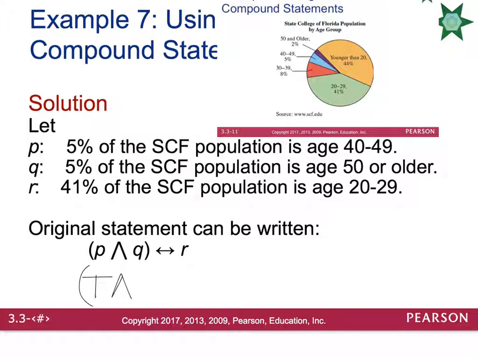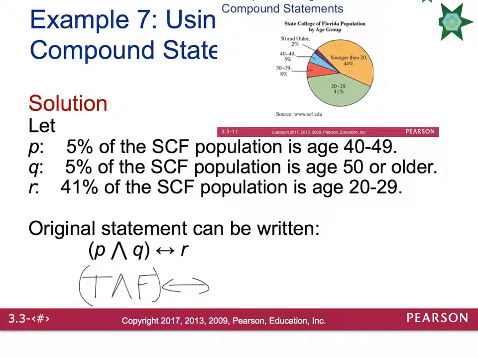Okay, now let's look at Q. So Q says 5% of the population is age 50 or older. And if we go to 50 and older, no, it's only 2%. So Q is false again in this one. Okay. And then we have if and only if, just carrying that down.